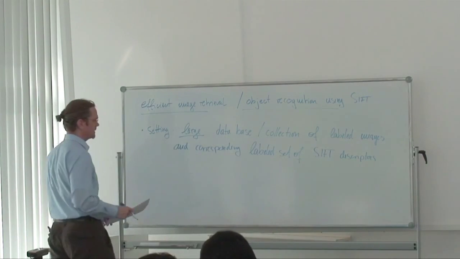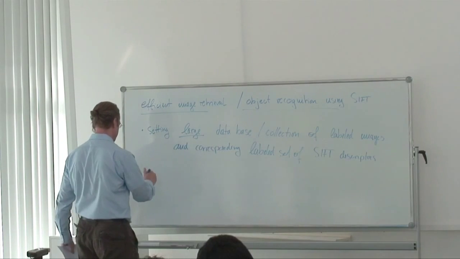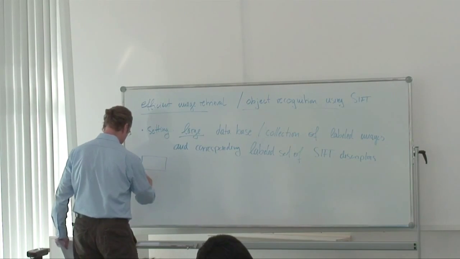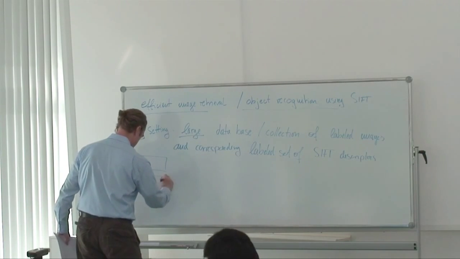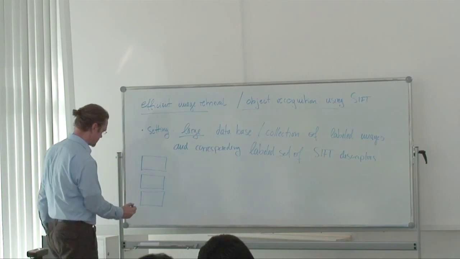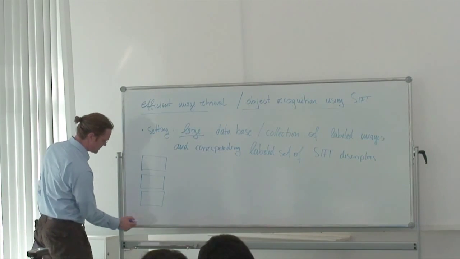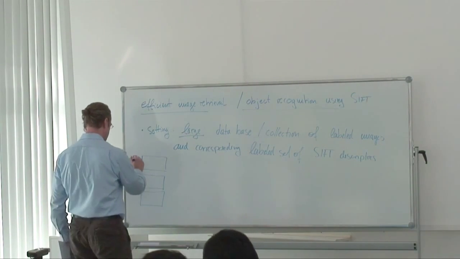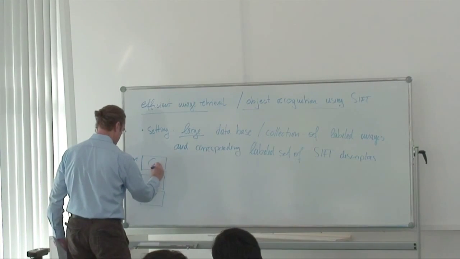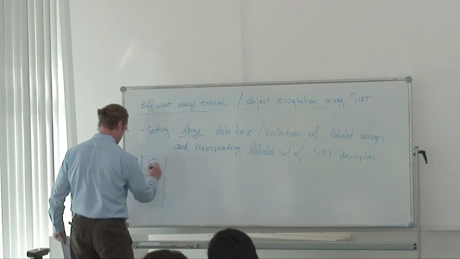And again, this is best illustrated by means of an example. Let's look at our image database. Actually, we only look at the first 3 images in the database. Of course, there are many, many more. This is image 1, 2, 3. Here we have, what do we have? A cat.